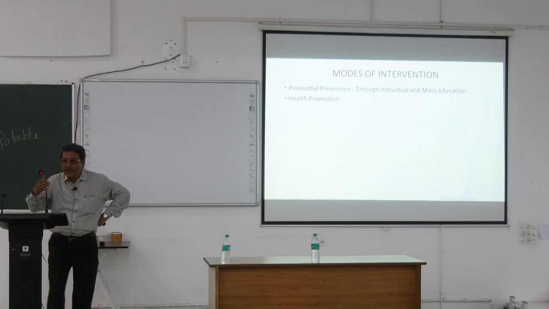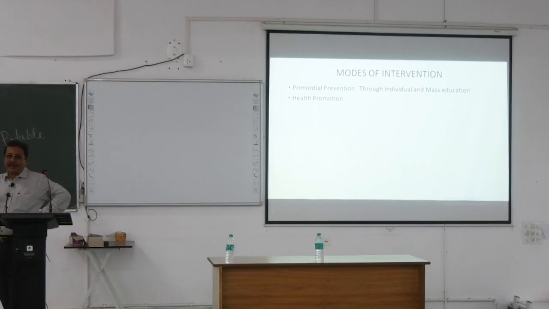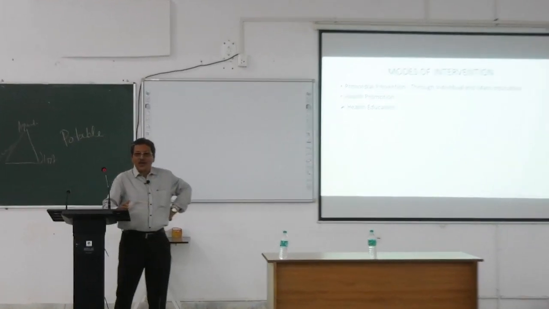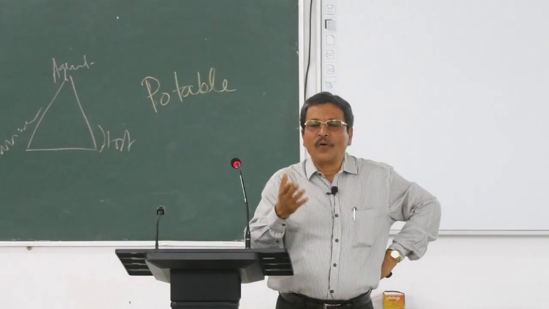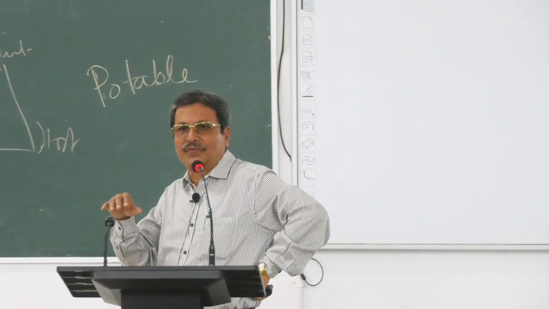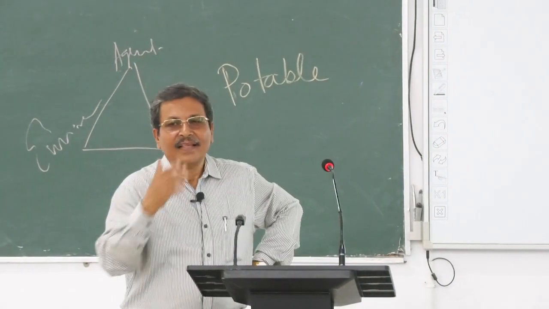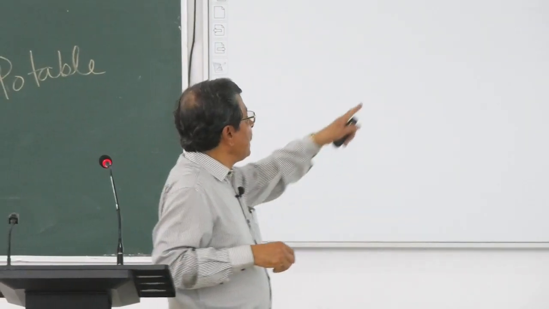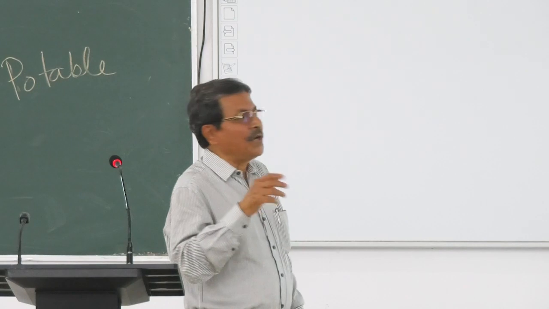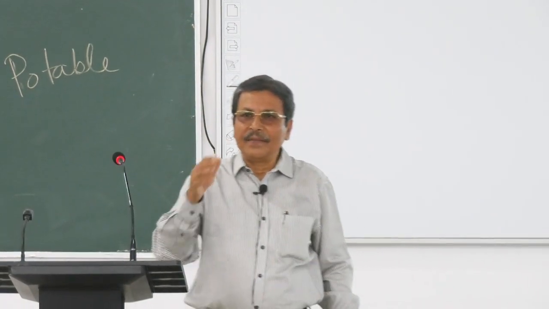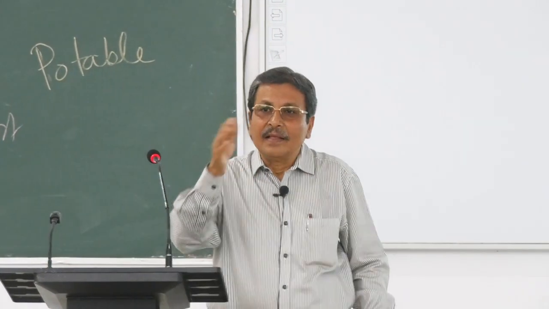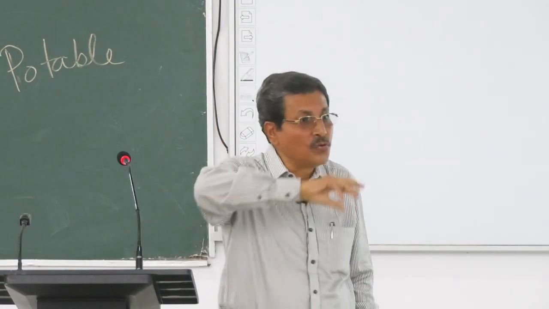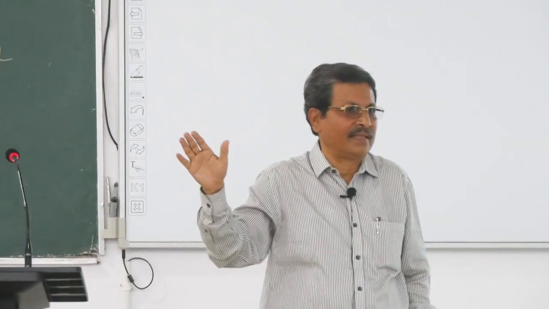So if we can educate our children to remain healthy, to take a balanced diet, not to smoke, not to take junk foods, to do day-to-day exercise, then he or she will not suffer from obesity or overweight. That means primordial prevention means through individual and mass education, you can prevent risk factors from affecting you. So many risk factors are there.